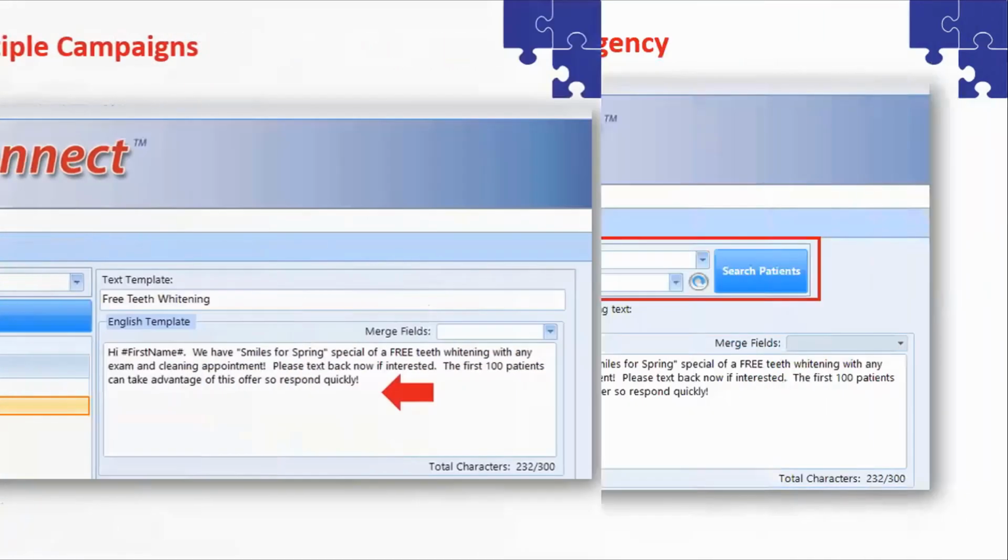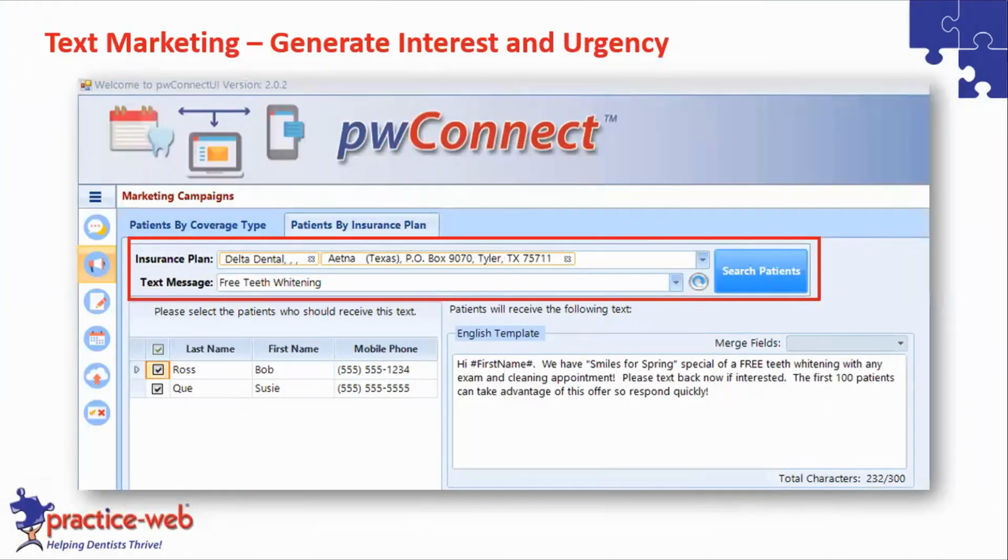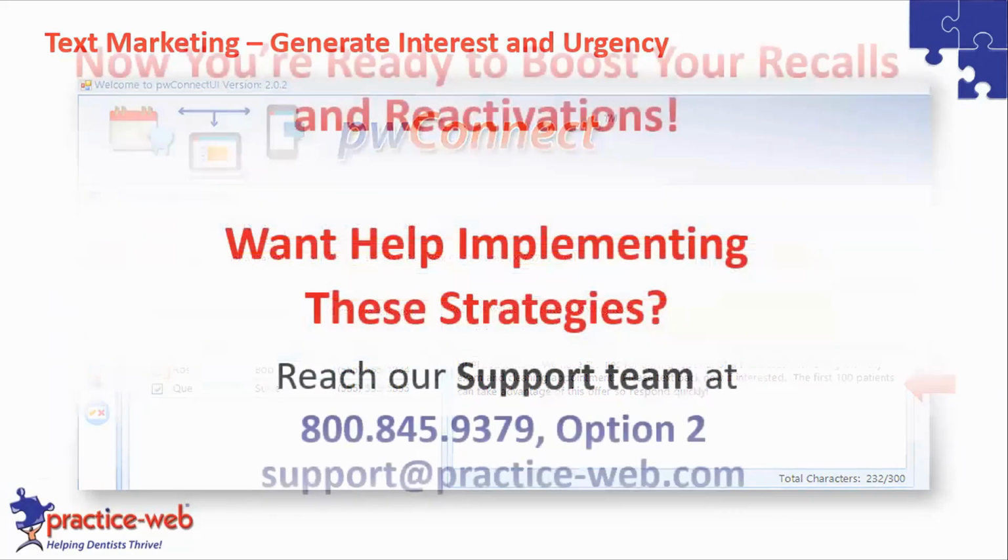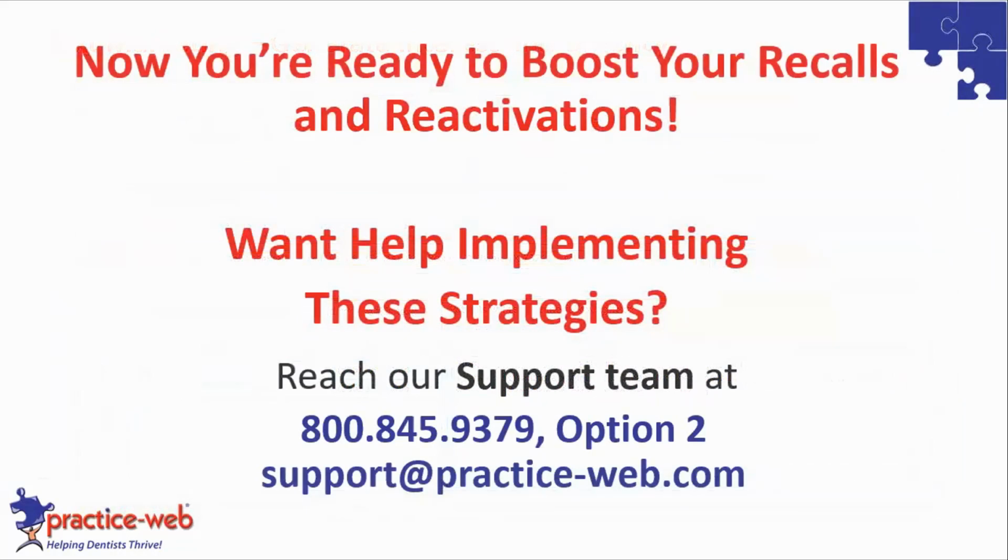Now you create that, and then in the texting service PW Connect, you can actually target certain insurance plans. If you know that certain insurance plans have better benefits, then you can target them, or you can send it to all your patients very easily, and then pick the template that you created for that campaign. So that is going to be text marketing, very, very effective.